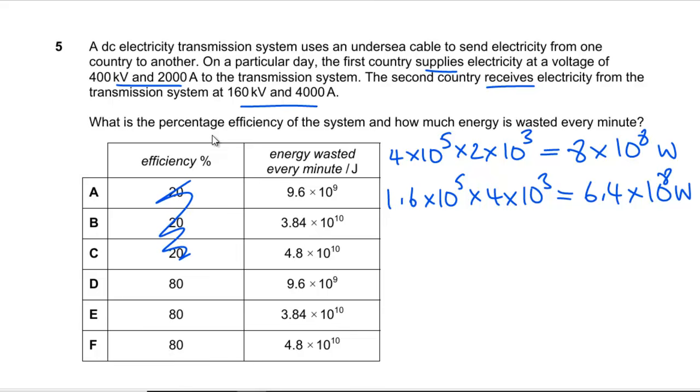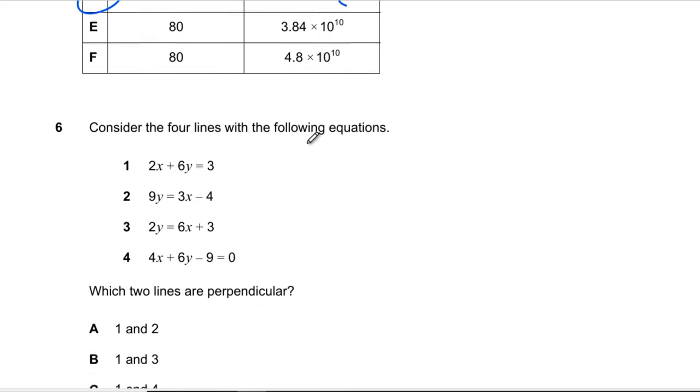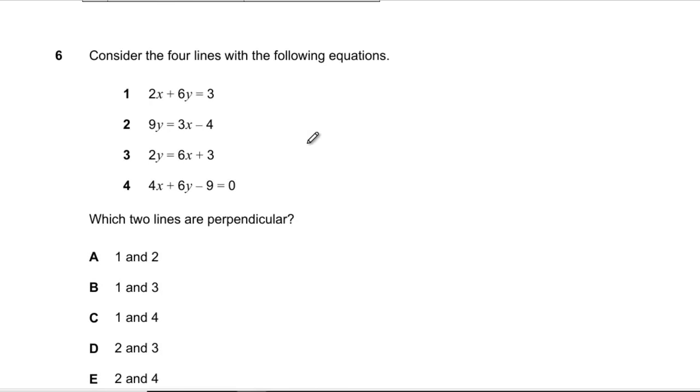So it's none of those. And we got 1.6 times 10 to the 8. We're losing that number of joules every second. Multiply that by 60. So we're going to end up getting 96, or, oh, they've taken an extra 10 on there, 9.6 times 10 to the 9. Yeah, they got some quite nice numbers there, made it easier.